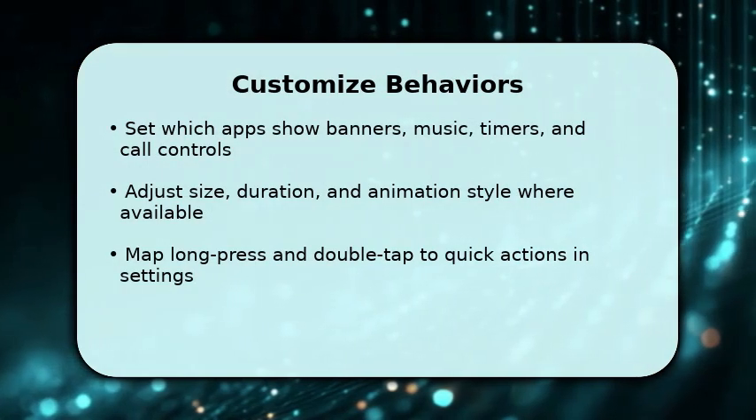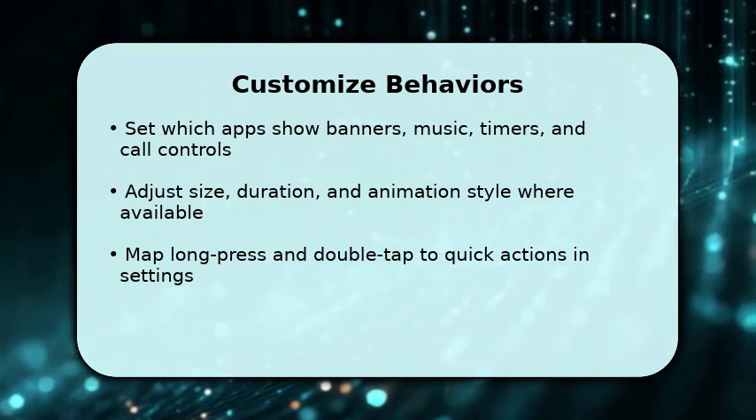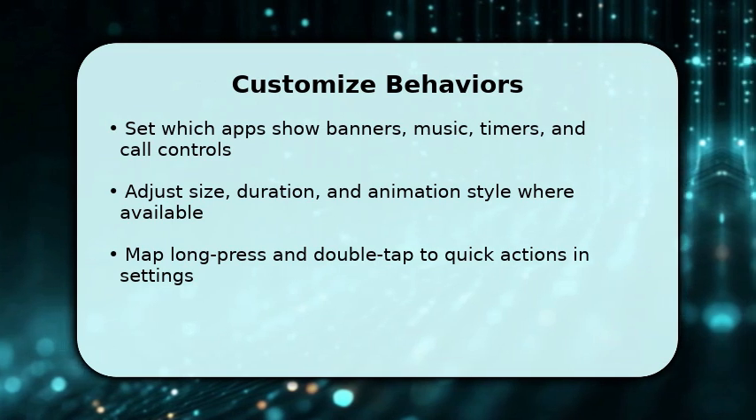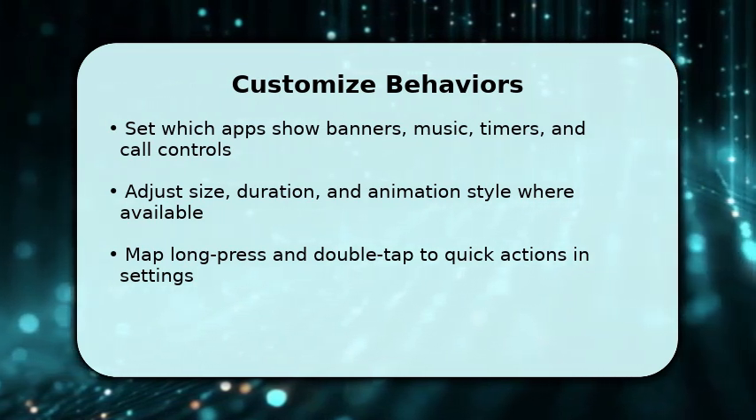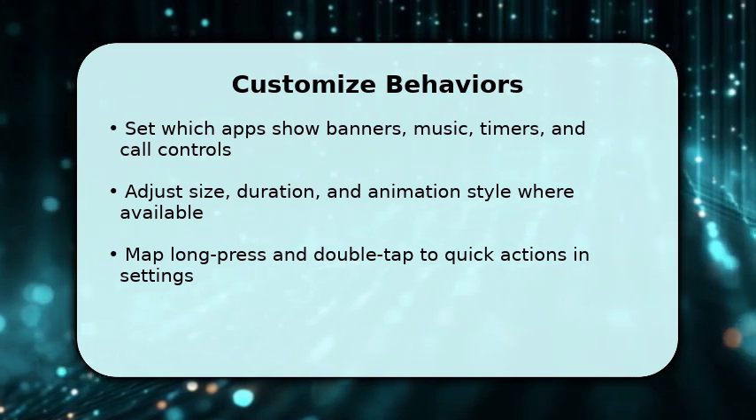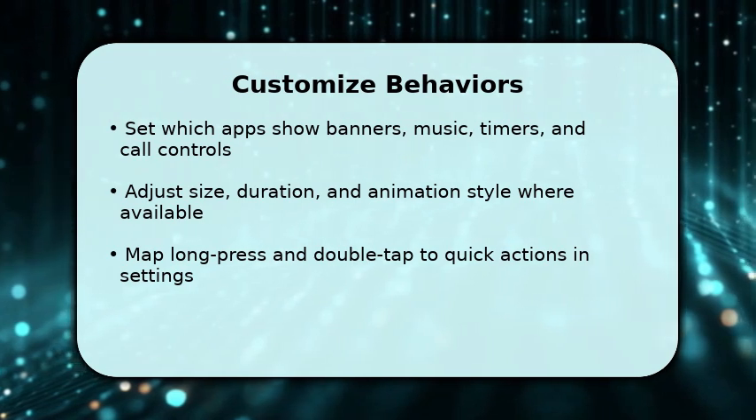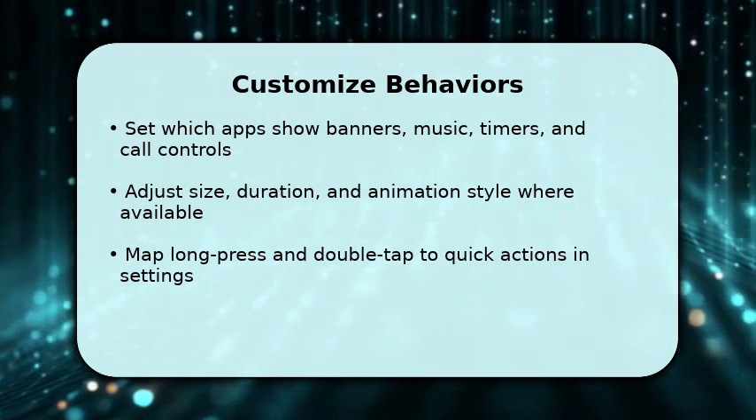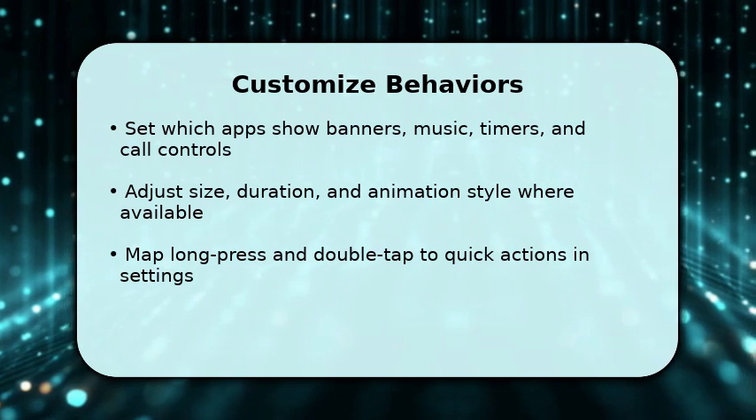You choose which apps show banners. Music, timers, navigation, and incoming calls are typical. Set the display duration and animation style where the phone allows it. Once done, configure long press and double tap actions to jump into specific app functions, and prioritize important apps so their alerts appear above others. Make sure to test with music and a timer to confirm animations.